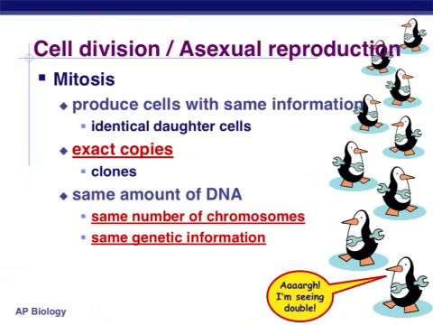So there are two kinds of reproduction, asexual and sexual. Asexual happens through mitosis. In mitosis, we are producing identical daughter cells that have the same information. So these cells are exact copies of your original cell. When we say they have the same information, we mean that they have not only the same number of chromosomes, but all of their chromosomes carry the same genetic information, the same code in the exact same way. No changes.